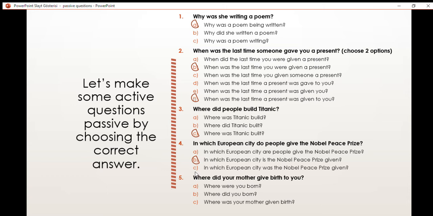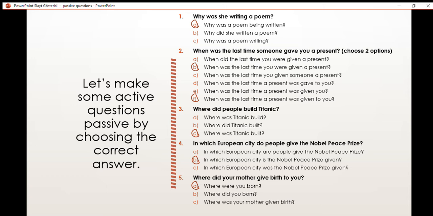And the last question, this one is a tricky one. Where did your mother give birth to you? Now this is a type of question that we don't really ask in everyday life. We simply ask, where were you born? Or when were you born? Normally, I put this question on purpose to show you that we already use passive, right? We say, where were you born? Were and verb 3. Born is the past participle of bear.